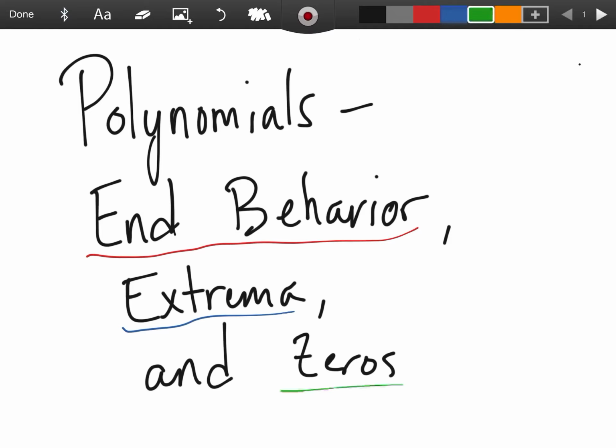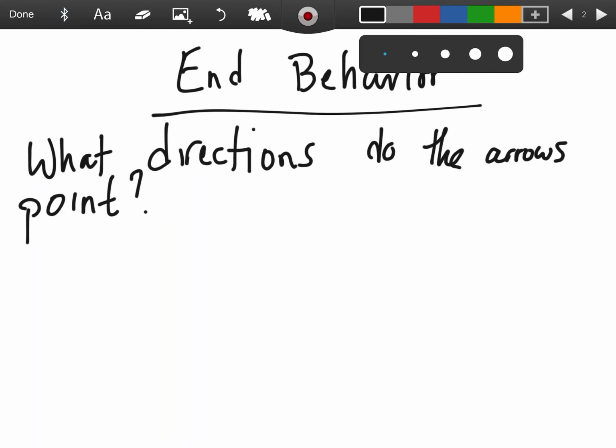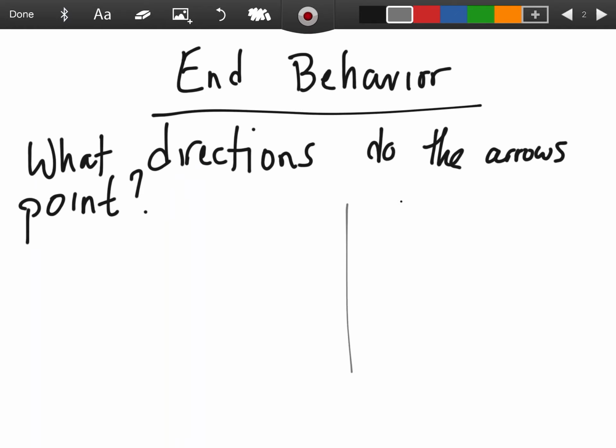Zero is just another word for x-intercepts, or maybe you've heard it as roots before. But we're going to examine each of these features. So to start off, end behavior, right? What is a polynomial going to look like on a graph?